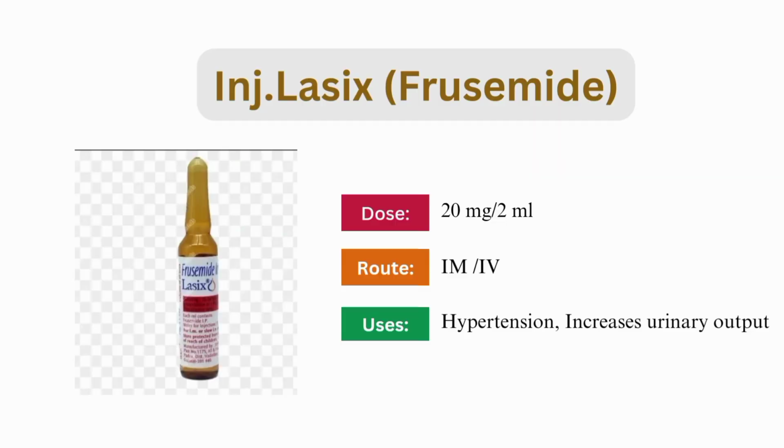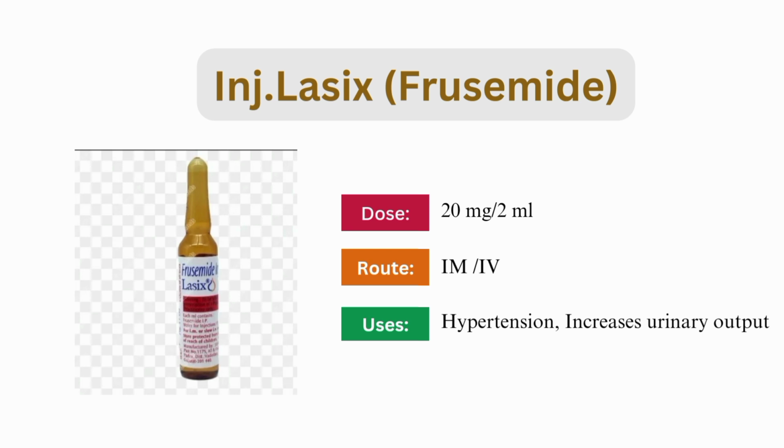So here the main key point is indication. That is acute pulmonary edema, acute congestive heart failure, severe hypertension, renal failure and hyperkalemia. Here the dosage and administration: the dosage of furosemide can vary significantly, based on the condition being treated and the patient response. For acute pulmonary edema, a common initial dose might be 40 mg intravenously, which can be increased as necessary.